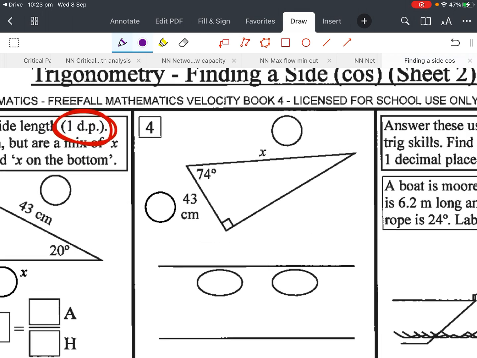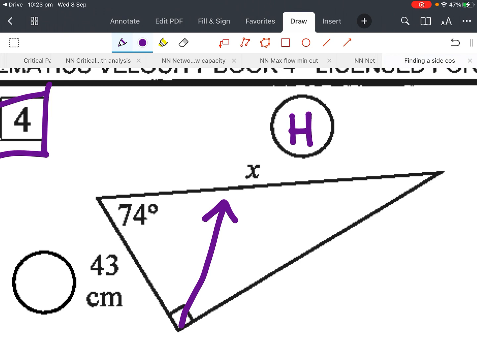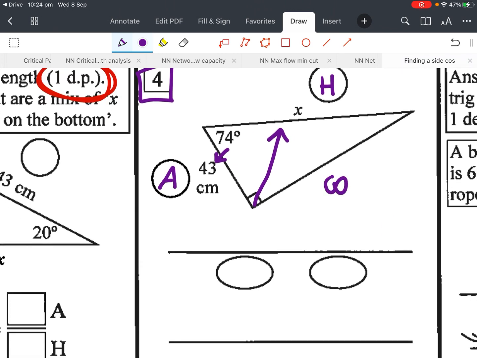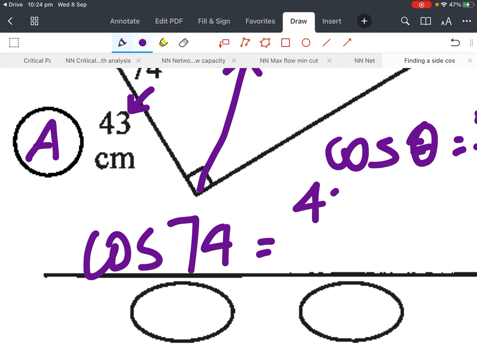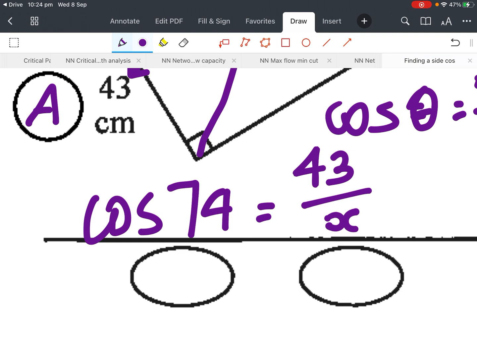Alright, so let's have a go at 4. So the reason why I knew 4 was the swapsies method is because opposite the right angle, let's label the sides. That's an H, isn't it? And next to the angle is adjacent. So when I write this one out, remember I use cos theta equals A over H. So cos of the angle, so that's cos of 74 equals, now the A is the side 43 and H is the side X. So I've got another one of these swapsies ones.